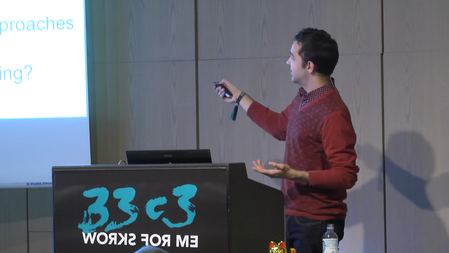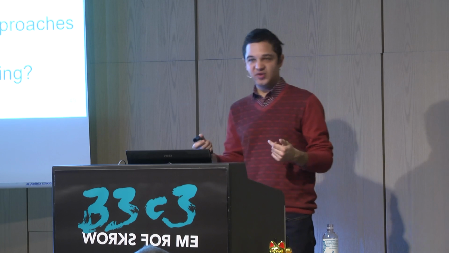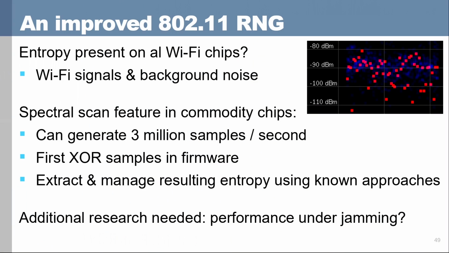But we did implement this idea to extract randomness from the background noise of the Wi-Fi channel, and we did a few statistical tests on this, and our results were promising. It shows that we can indeed extract randomness from background noise. Now, this is just a proposal.